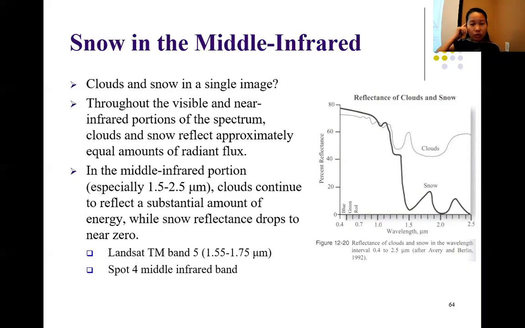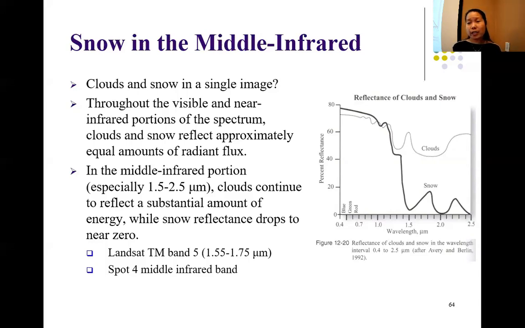Okay. So for example, when you work with Landsat TM, that would be band 5, at around 1.55 to 1.75 micrometers. So that's the middle infrared portion. And SPOT image band 4 also has a middle infrared band.